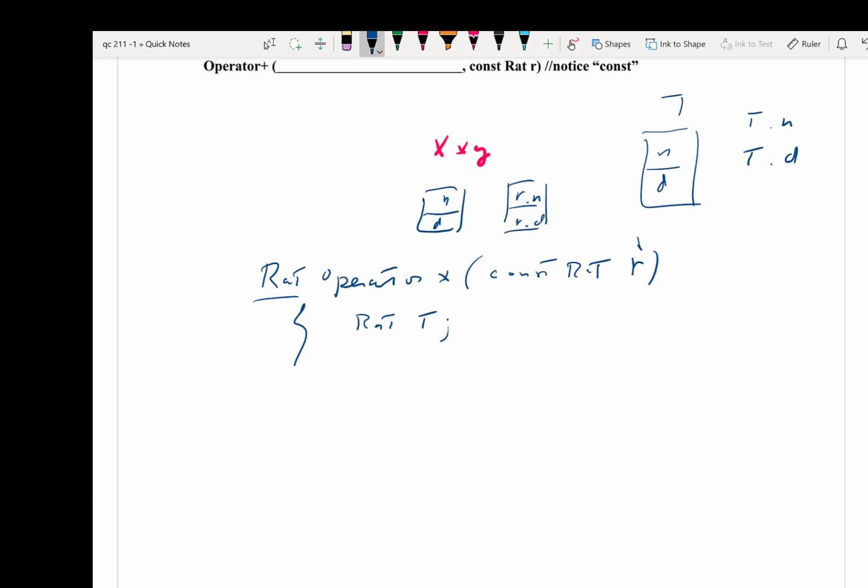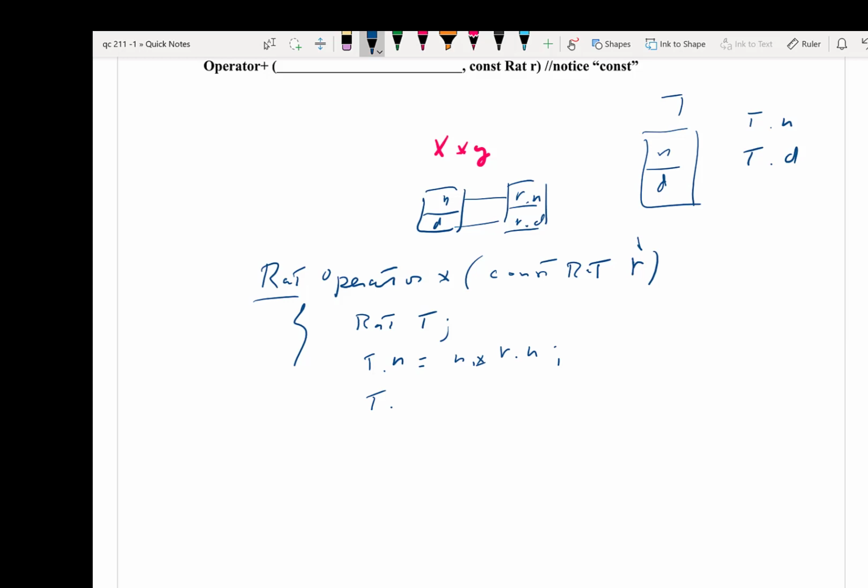How do I multiply fractions? This times this and this times this. So t dot numerator is going to be what? It's going to be the product of the numerators. t dot numerator is going to be n times r dot n.